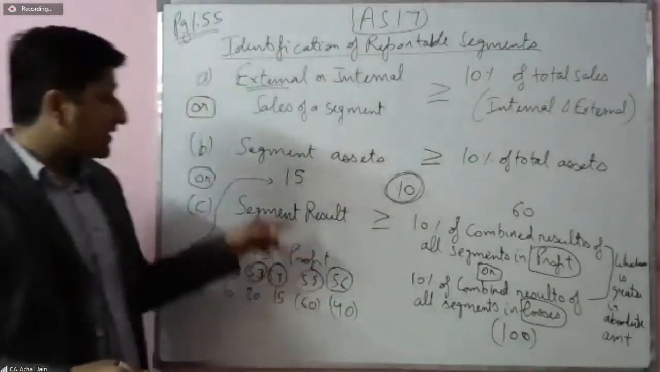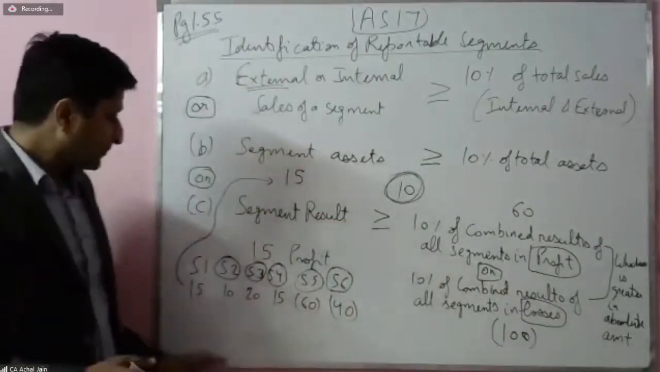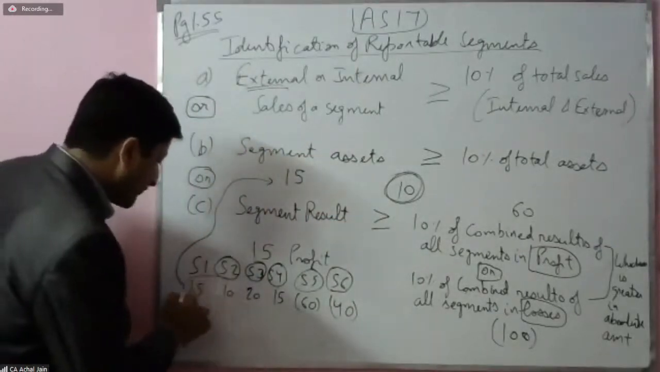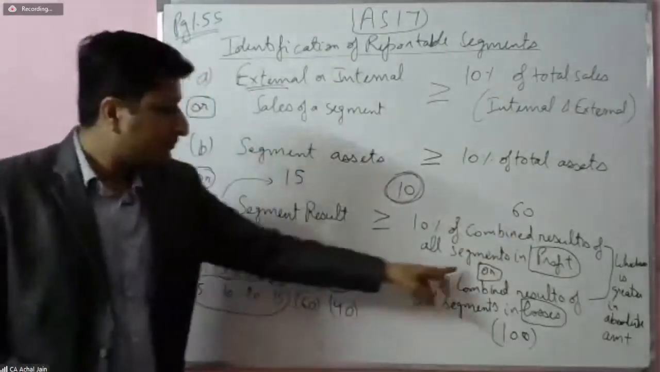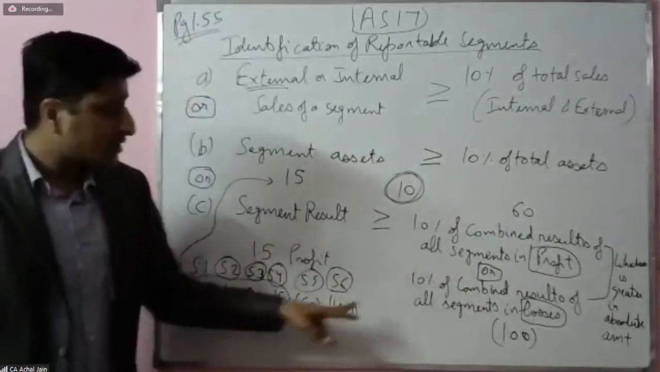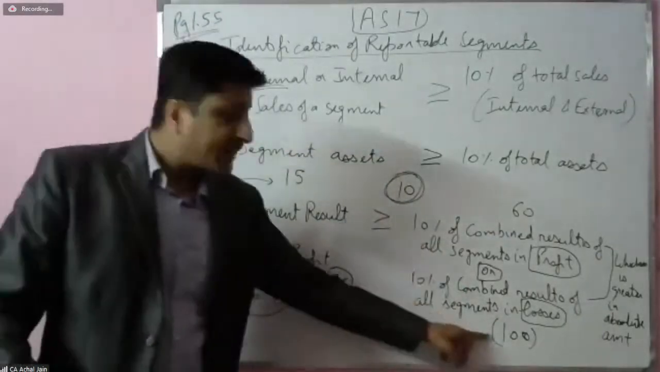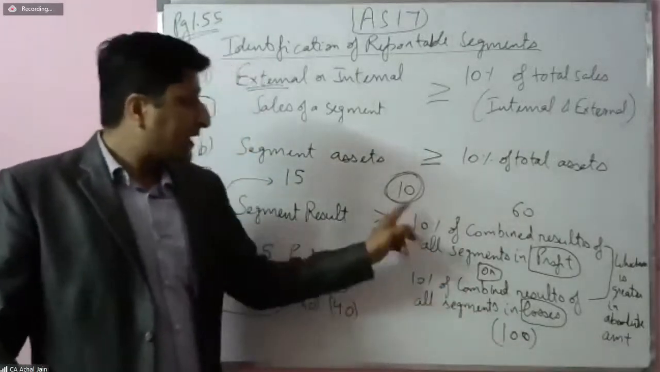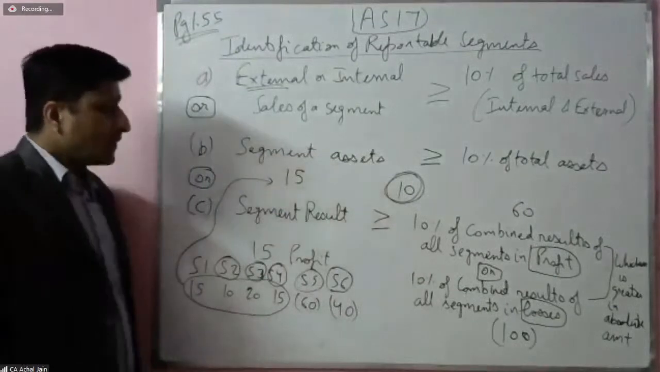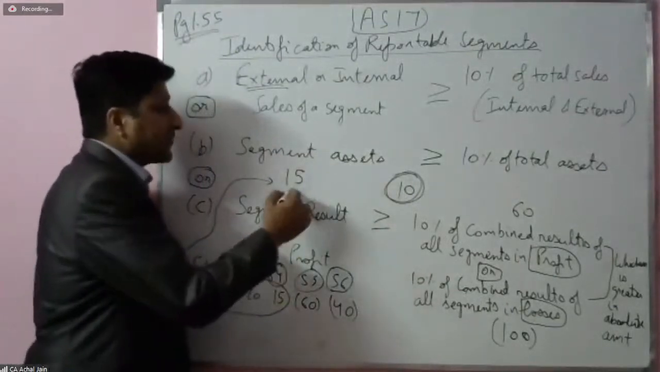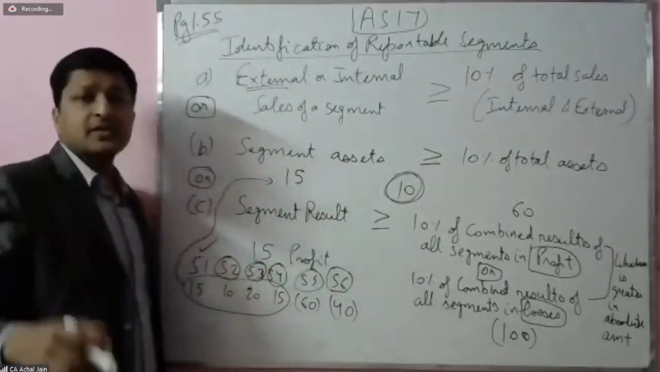Now, what do we need? We need to check whether this 15 is greater than or equal to 10% of these profits clubbed together, which is 60, or these losses clubbed together in absolute amount. So what do we find? We find 100 is the higher figure. So 10% of 100 becomes 10. Okay. As a result of this, what do we find? This 15 is greater than this. So that's why S1 becomes a reportable segment.